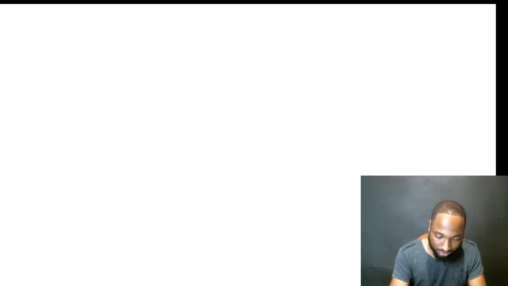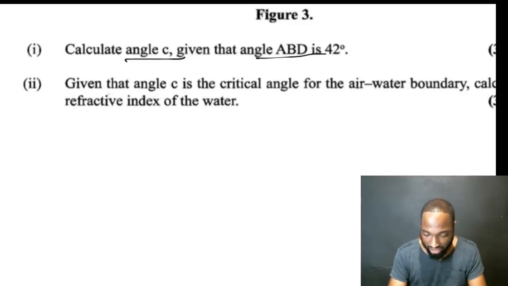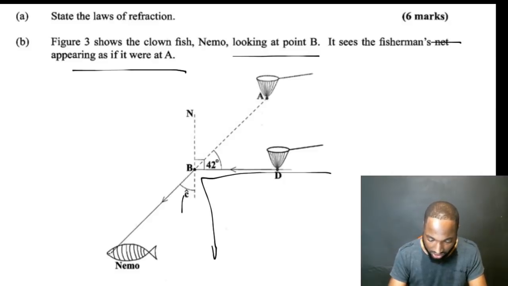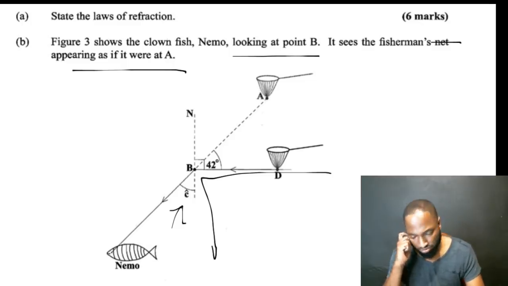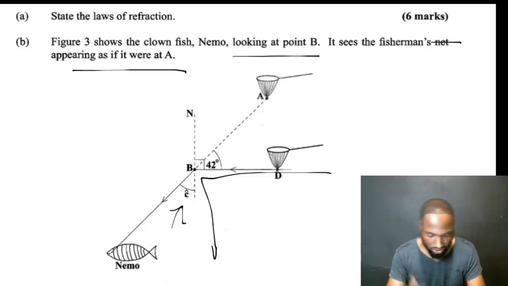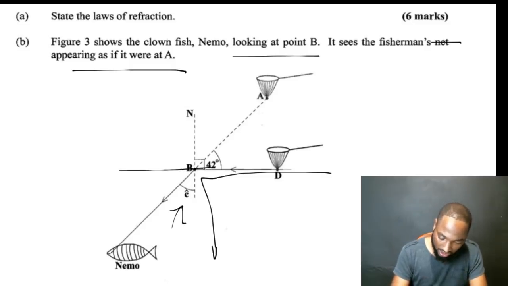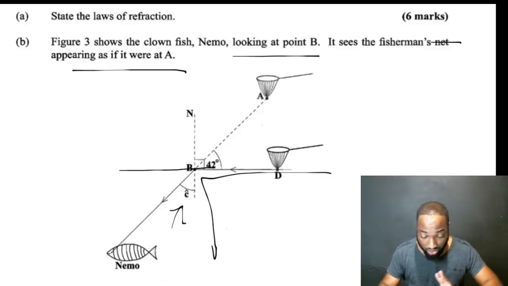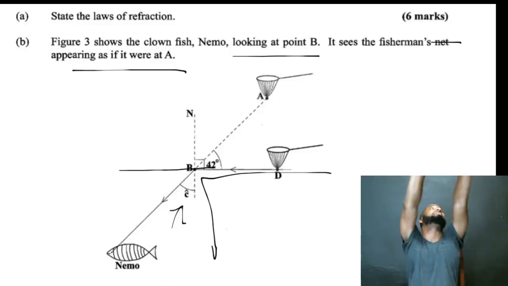Okay, what is the question? The question is, calculate the angle C given that angle ABD is 42 degrees. They name it C because this here is the critical angle. So we need to consider this as the surface here. So how are we going to do this one? This requires some thinking.